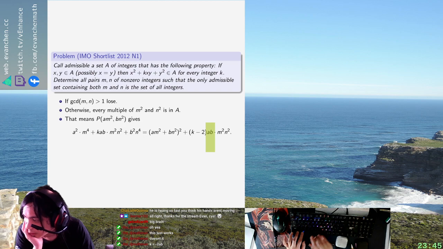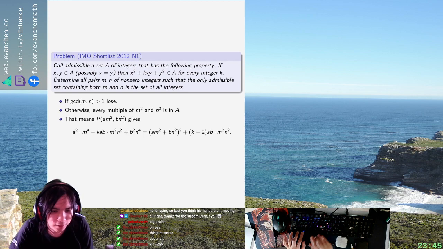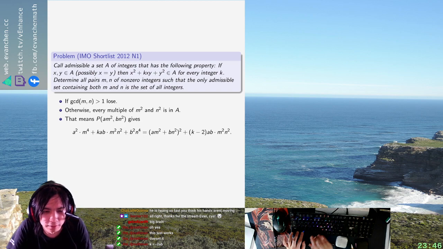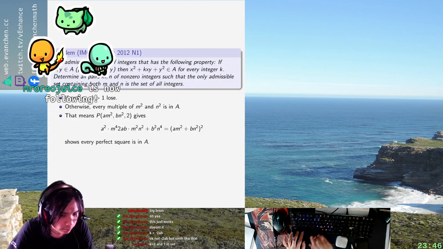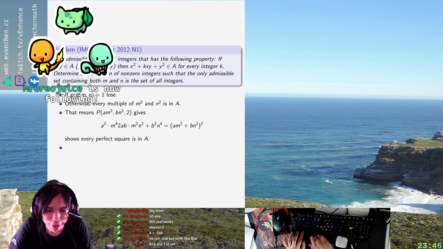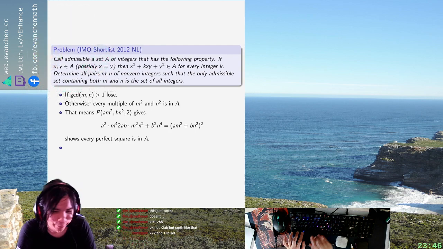I hate this. Should I just let K equals 2? Every perfect square is in there. Shows every perfect square is in A. That seems like a good way to start. Notably including 1. Yeah, 1 is a pretty important perfect square.